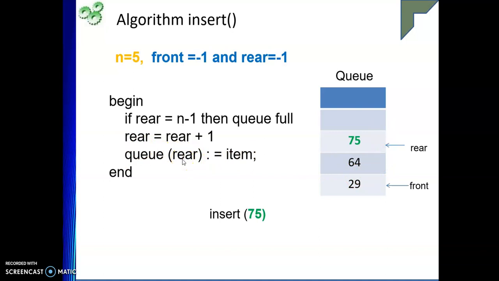That is very simple. First, check whether rear is equal to the size. If rear is equal to the size, it means the queue is already full. If it is not, then increment the rear, and at that position of the rear you insert the item. Here it is n-1, because we are considering that the queue indexing starts from 0, that is 0, 1, 2, 3, not from 1. That is the reason why we have put n-1.